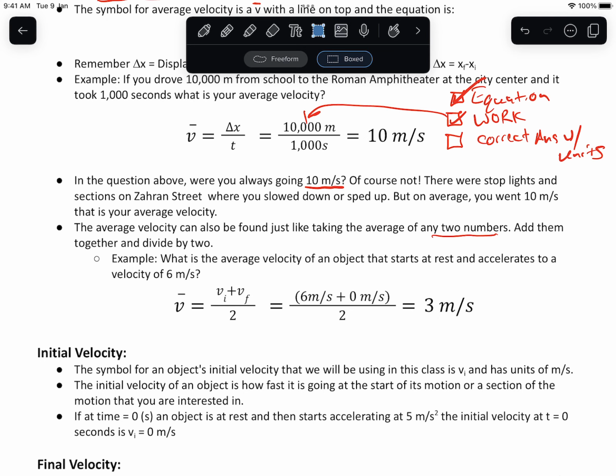What is the average velocity of an object that starts at rest and accelerates to a velocity of 6 meters per second? Okay, so if we're accelerating, we weren't always going 6 meters per second. That's my final velocity. So my final velocity is 6 meters per second. My initial velocity was 0. So the average velocity that I was going is going to be 6 plus 0, divided by 2, which is 3 meters per second, right? Because I wasn't always going 6 meters per second. I started at 0, and I sped up until I got to 6 meters per second. Okay? And what was I going on average? On average, it was 3 meters per second.